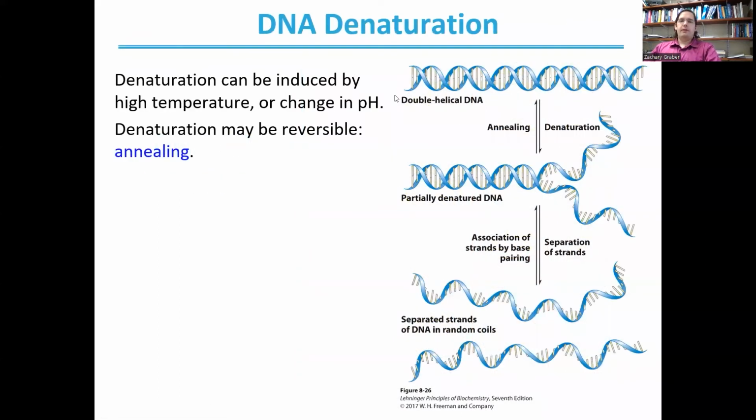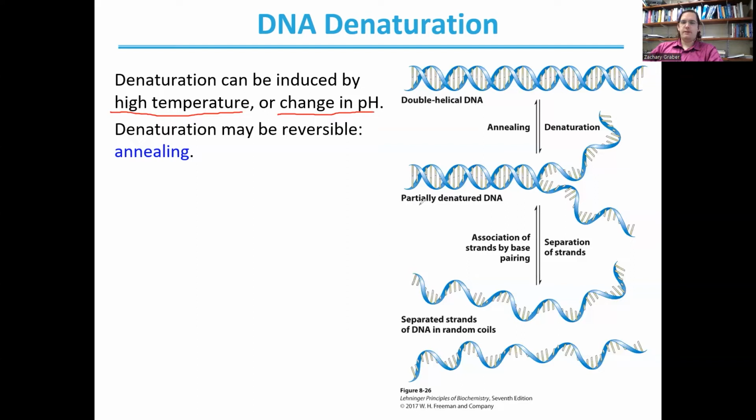Now, one of the things that we saw with proteins is that 3D structure wasn't a permanent and immutable structure, right? So we could change our temperature or change our pH, and we could cause it to denature, and we could break that 3D structure. DNA can be denatured in very similar ways. So if we increase the temperature, or if we have large changes in pH, we can break apart the double helical structure of our DNA.